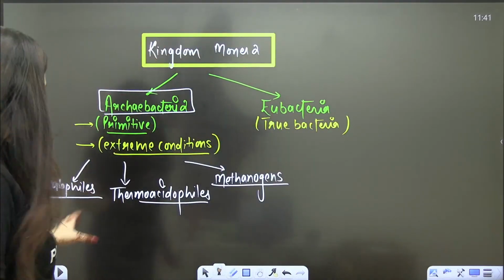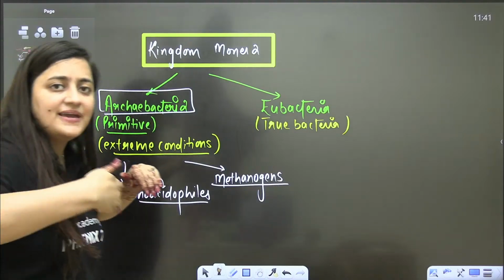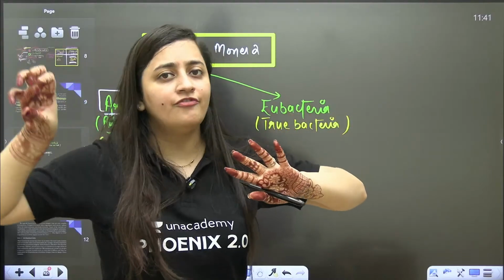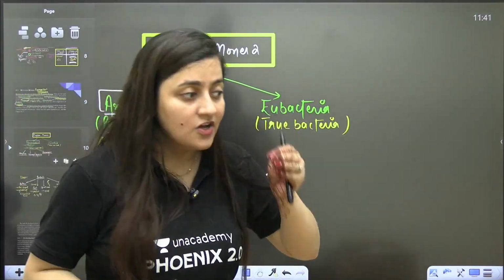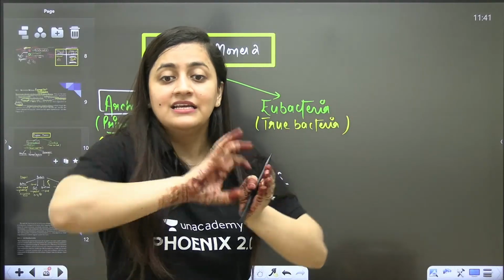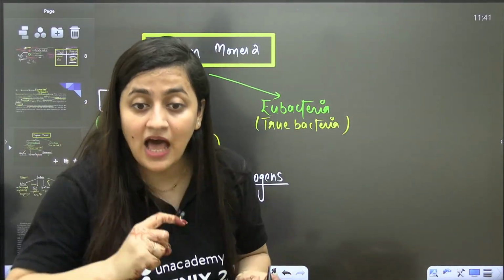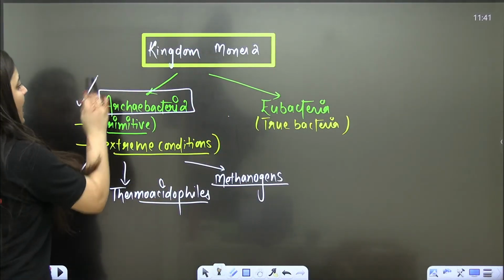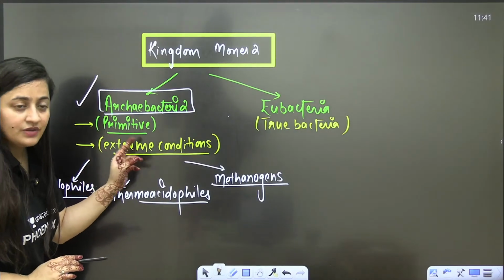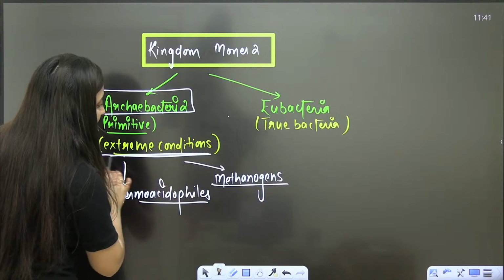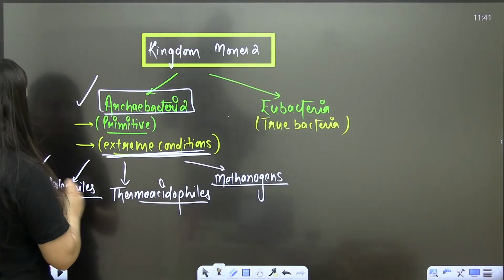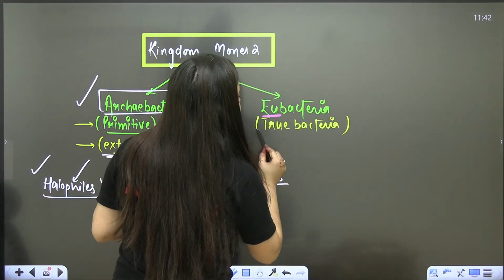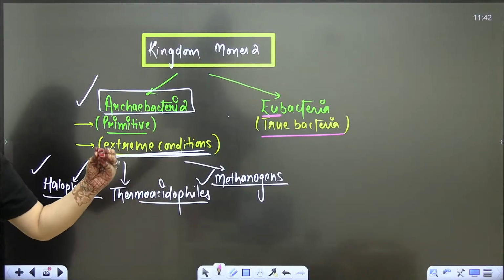What we have discussed so far: we started with the basis of classification, the 2 kingdom, 3 kingdom, 4 kingdom, 5 kingdom. Then we discussed viruses, virions, prions, lichens. Now we are talking about the kingdom Monera, having 2 subkingdoms as per the 5 kingdom classification system. Archaebacteria are primitive bacteria that can survive in extreme, harsh conditions, including halophiles, thermoacidophiles, methanogens. Eubacteria are true bacteria.